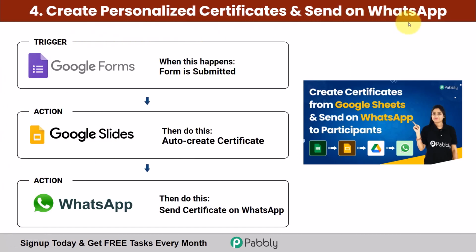So assume that you have already created certificates, either using form submission data or Google Sheets data, into the Google Slides in real time or in bulk automatically. Now, once your certificates are created, how are you going to send those certificates to each participant? Are you going to send them to each participant on their WhatsApp one by one?